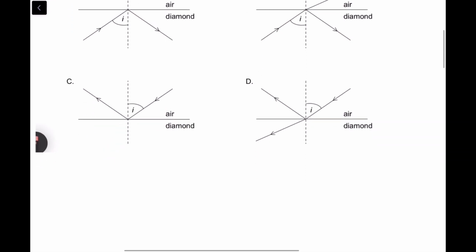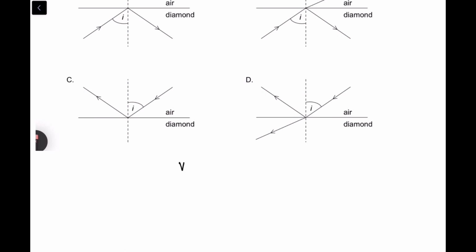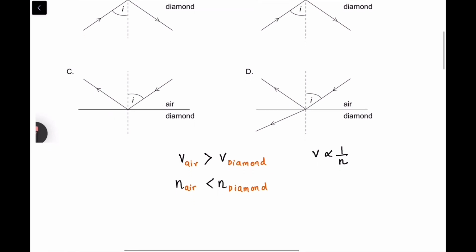So what they are saying is that the speed of light in air is greater than the speed of light in diamond, right? We also know that velocity is inversely proportional to the refractive index. So I can write that the refractive index of air is less than the refractive index of diamond, which means diamond has a greater refractive index. The greater the refractive index, the denser the medium.